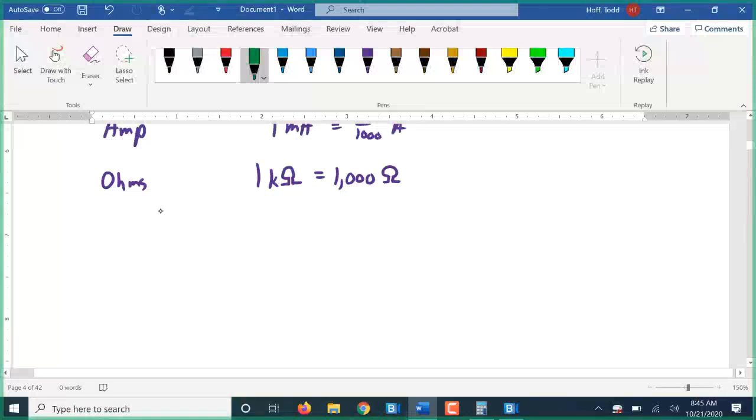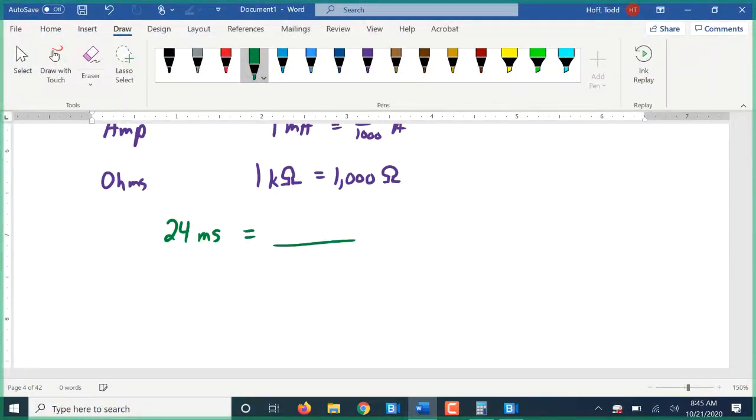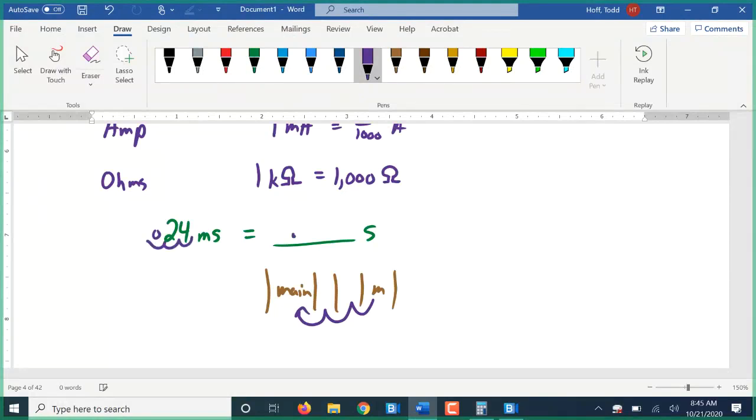We might have something listed as 24 milliseconds. Well, again, I want to convert that into regular seconds. We have our main unit in the middle. We don't use the deci and centi. This will be our milli down here. To get from milli back to our main unit is 3 spots to the left. Move our decimal point 3 spots to the left. That is 0.024 seconds.